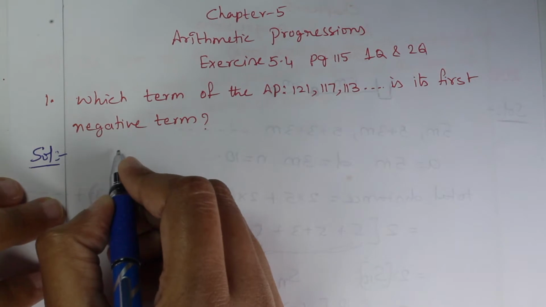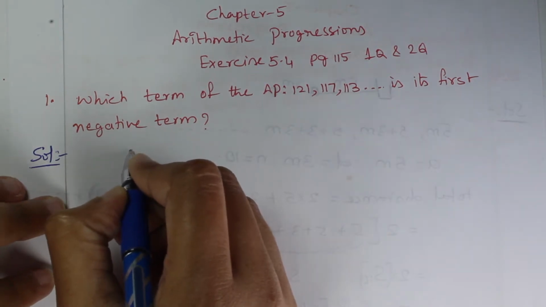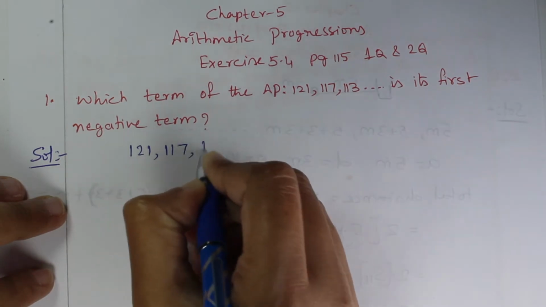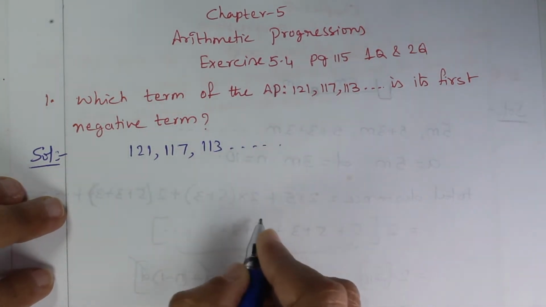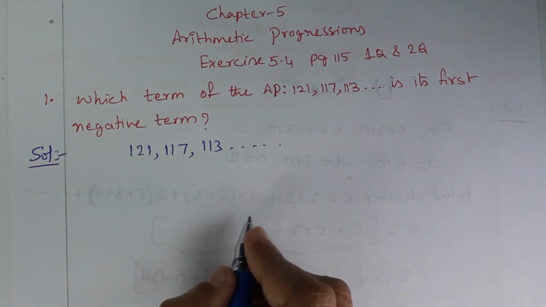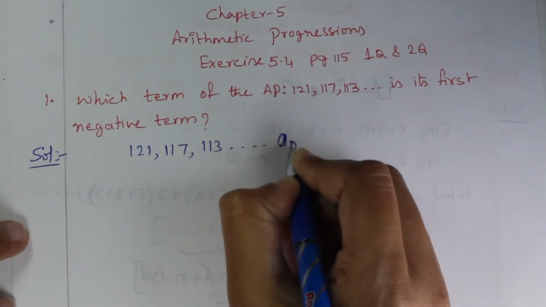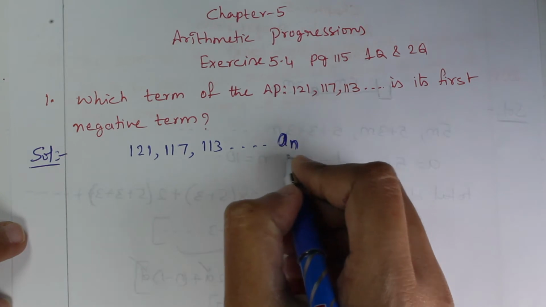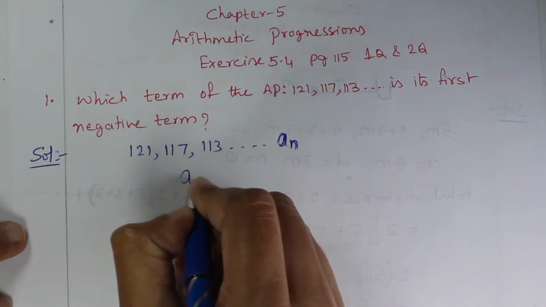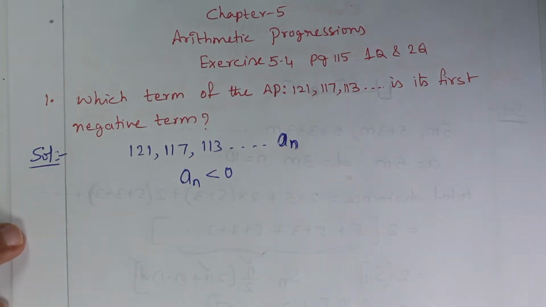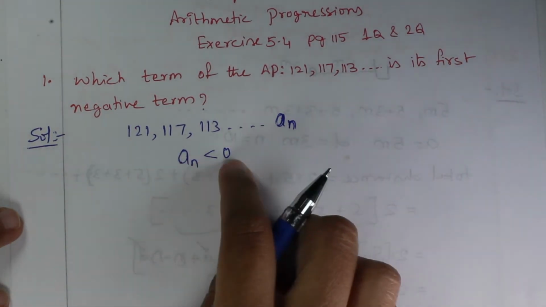So let us look at the series 121, 117, 113 and so on. Because we do not know which term is negative, let us assume that an is the first negative term in the series. Then what is the condition? An has to be less than 0.